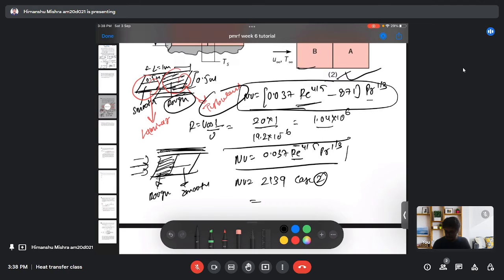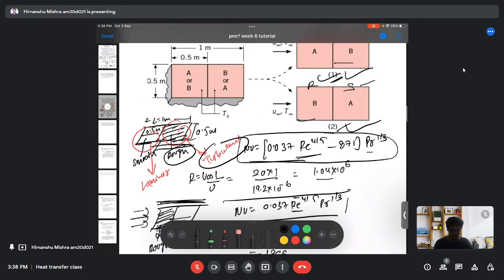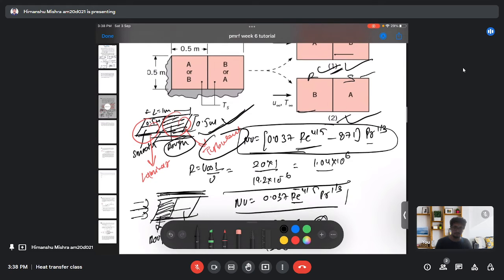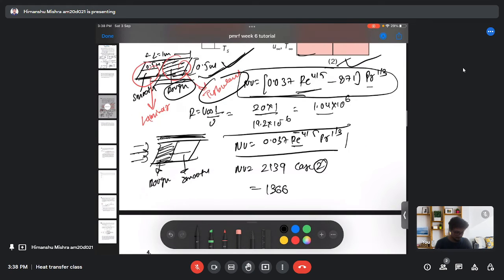And for case 1, we got the Nusselt number 1366. We solved for the Nusselt number for case 1, and we got 1366 at that time. So the Nusselt number for case 2 is higher than case 1.